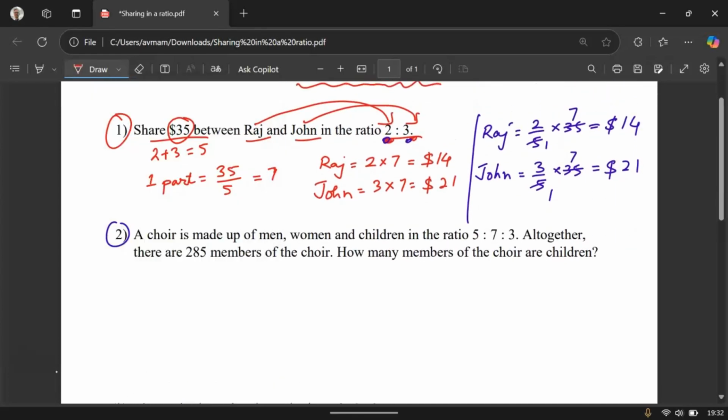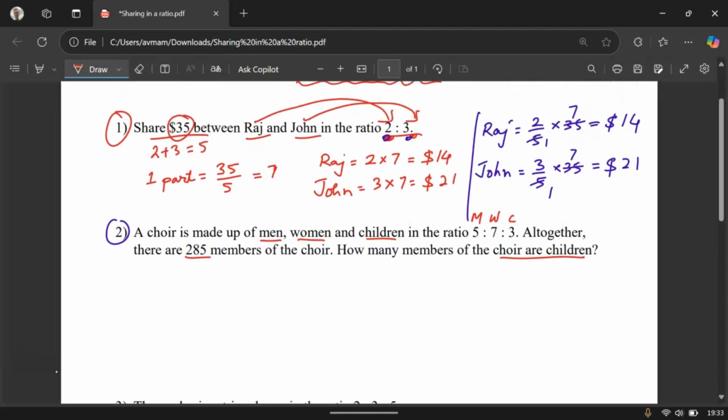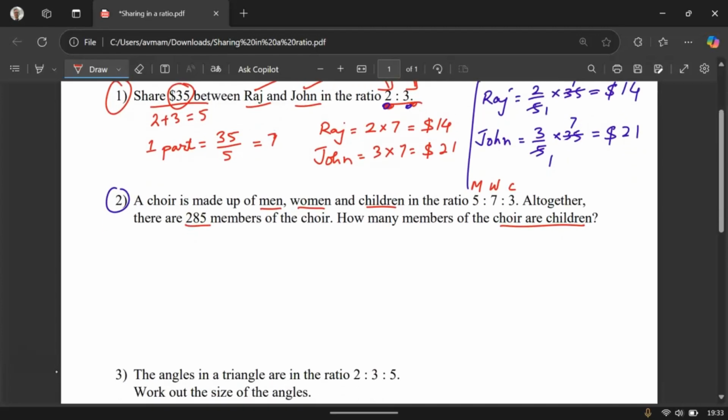In question 2 it says a choir is made up of men, women and children in the ratio 5:7:3. So 5 is for men, 7 for women and 3 for children. Altogether there are 285 members. How many members of the choir are children? So whichever method you want to follow, it is up to you.